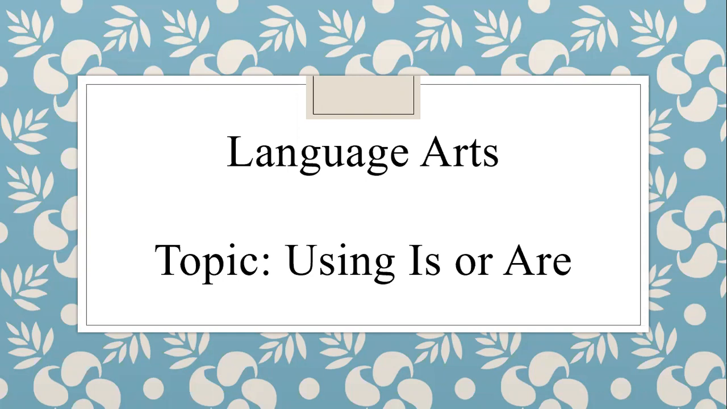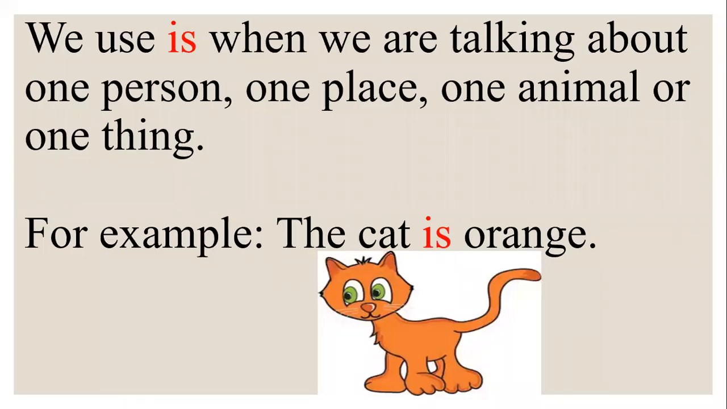Now, today we are going to revise using is or are. All right. So we use is when we are talking about one person, one place, one animal, or one thing. For example, the cat is orange. So in this sentence, we are talking about one cat. So we have to use the word is. The cat is orange.